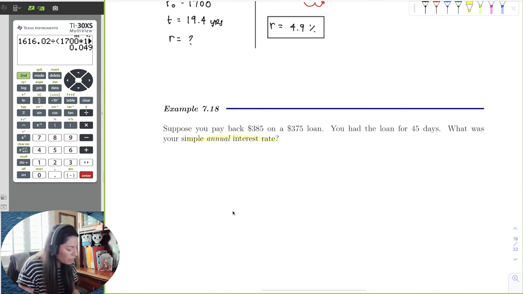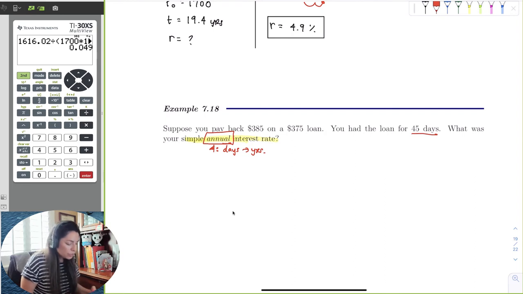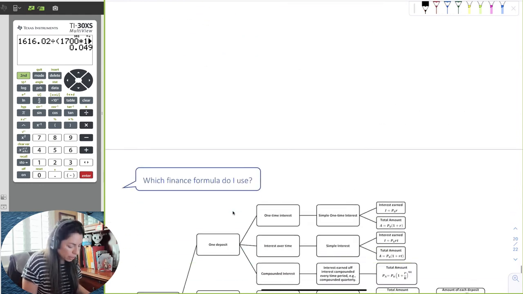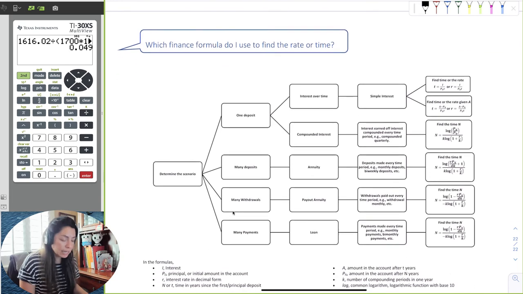So you can remember this in the very first section we did. And we said, oh, with the simple interest rate, we can play around with the variables. Well, we revisit this, right? And we have to make sure that if we are given a loan in days, but we want an annual interest rate, we're going to have to convert days into years. So they do give us an ending amount and a starting amount, and they do mention simple interest. So let's go ahead and go into finding a rate with simple interest with beginning and ending amounts.